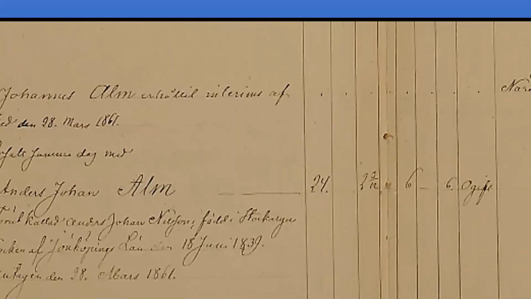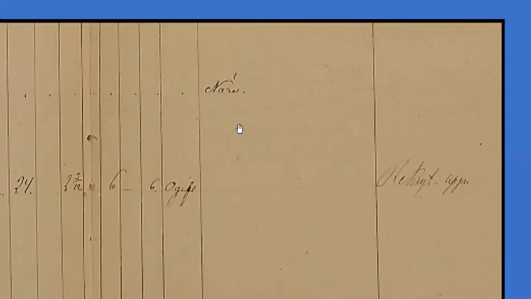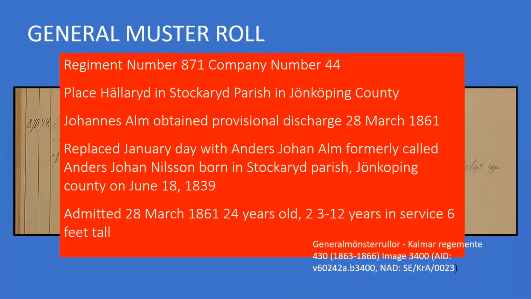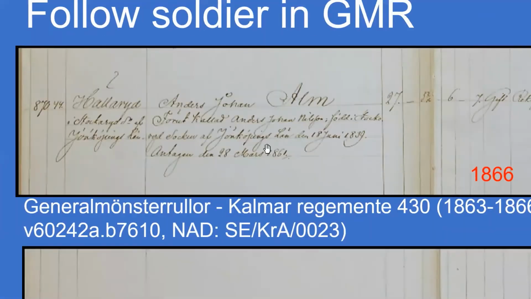And we have his height, he's 6'6". He's unmarried. And then this is the previous notes from the previous muster. He wasn't there. And then here it says his recruitment was approved at this particular muster. So then I can go further again, and I can follow him in 1866 and 1869. And the information is pretty much the same, other than that he's actually 3 years older and he served 3 more years.